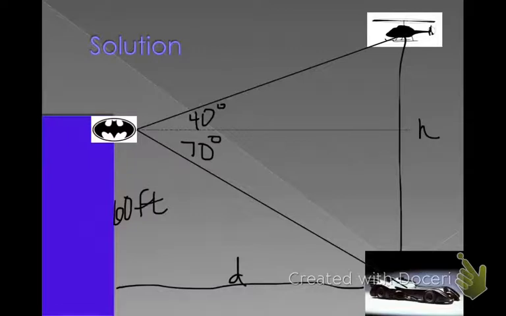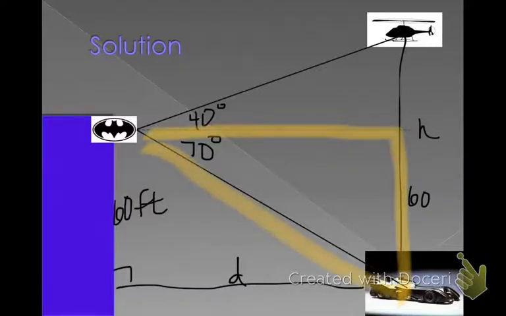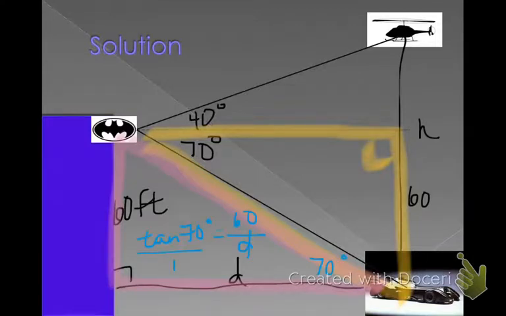So first what we're going to need to do is solve this right triangle down here because I have the most information about it. I could label it over on this side and use this triangle, or I can use this triangle over here against the building. Either one will work. Here's the setup. Tangent of 70 over 1 equals 60 over d. When we cross multiply and divide, we get d is equal to about 21.8 feet. So that gives us the answer to the first question. It's 21.8 feet away from the wall.